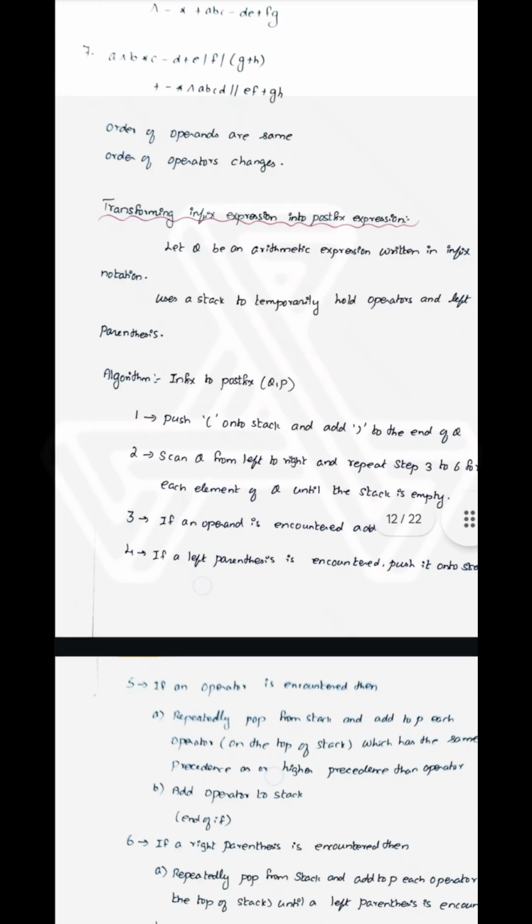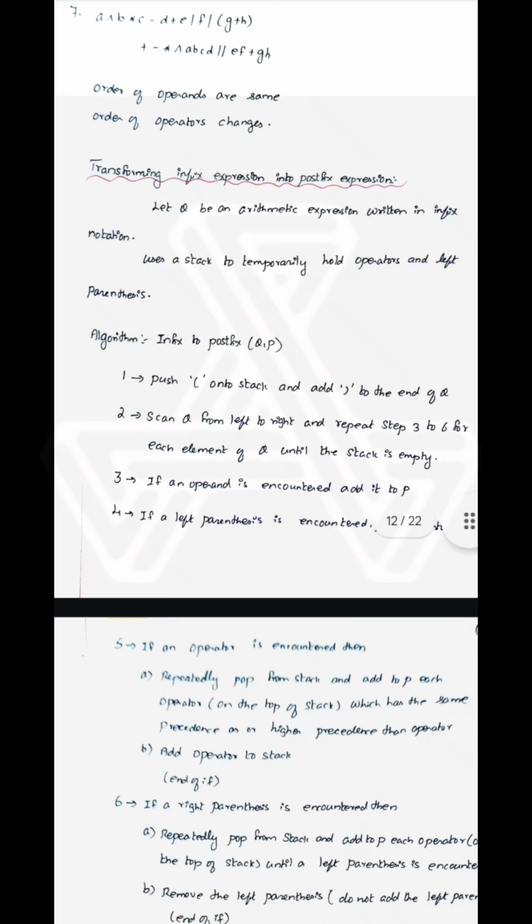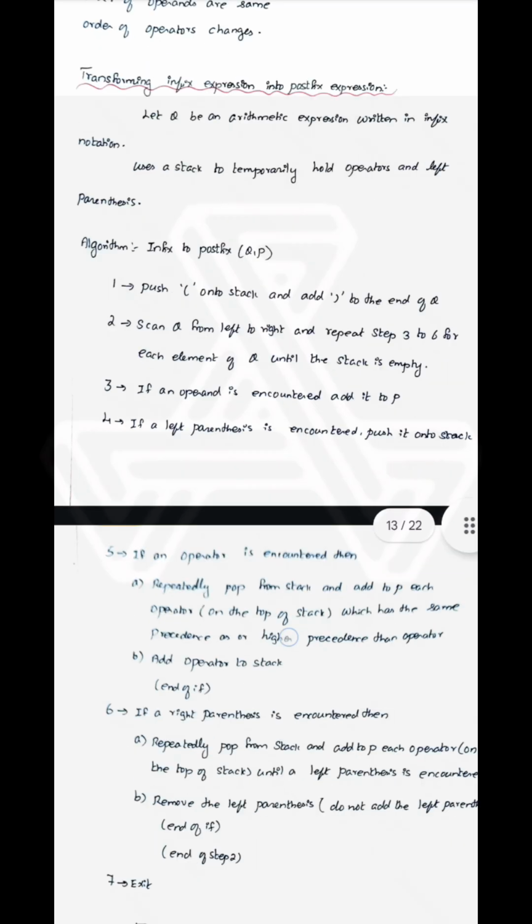Let Q be an arithmetic expression written in infix notation. Uses a stack to temporarily hold operators and left parenthesis. Algorithm infix to postfix: One, push a left bracket onto the stack and add a right bracket at the end of Q. Then scan Q from left to right and repeat steps 3 to 6 for each element of Q until the stack is empty. When an operand is encountered, add it to P.